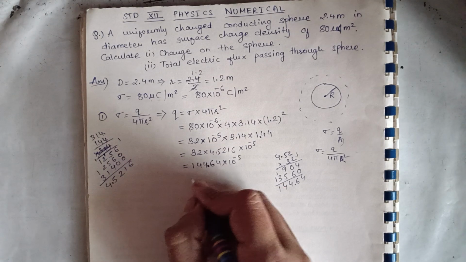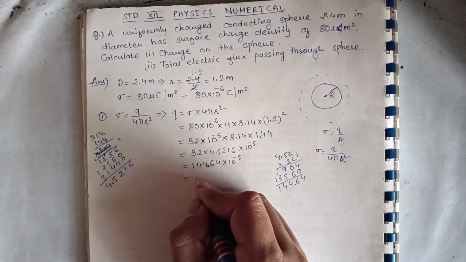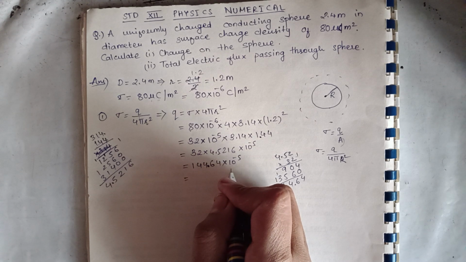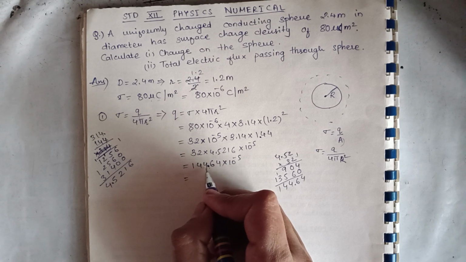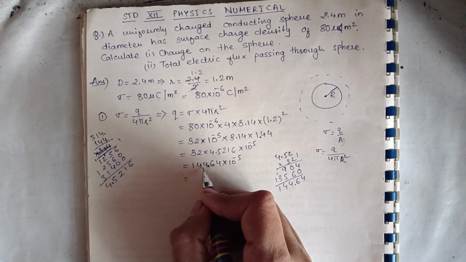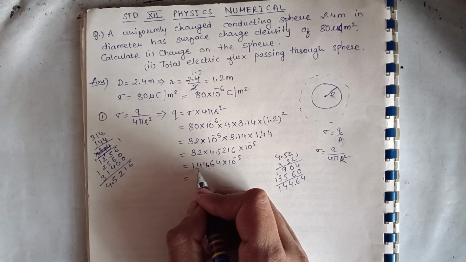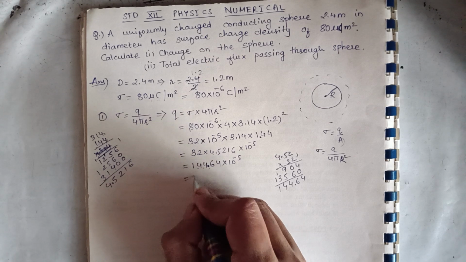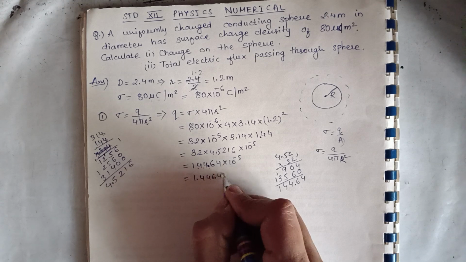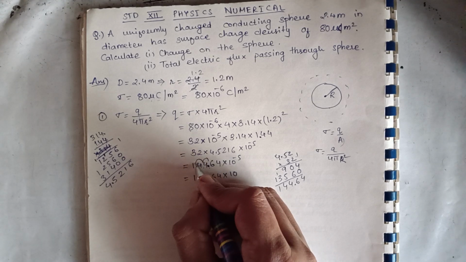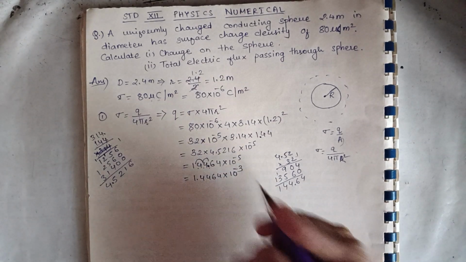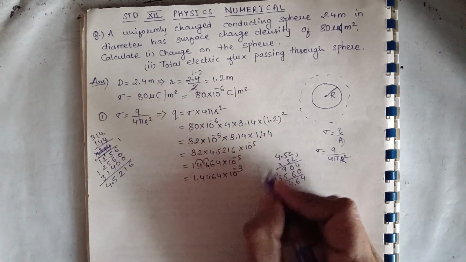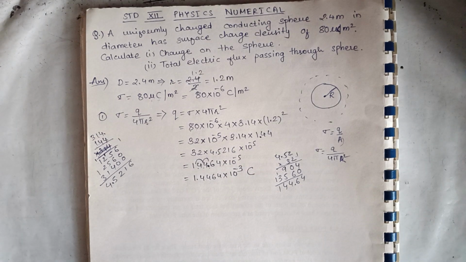Okay, so if I have to shift this point, I can do one thing. This is divided by 100, so divide by 1000, divide by 10,000. So two places I have shifted. So minus 5 plus 2, it will be minus 3. Okay, this is the charge, so it is in coulomb.